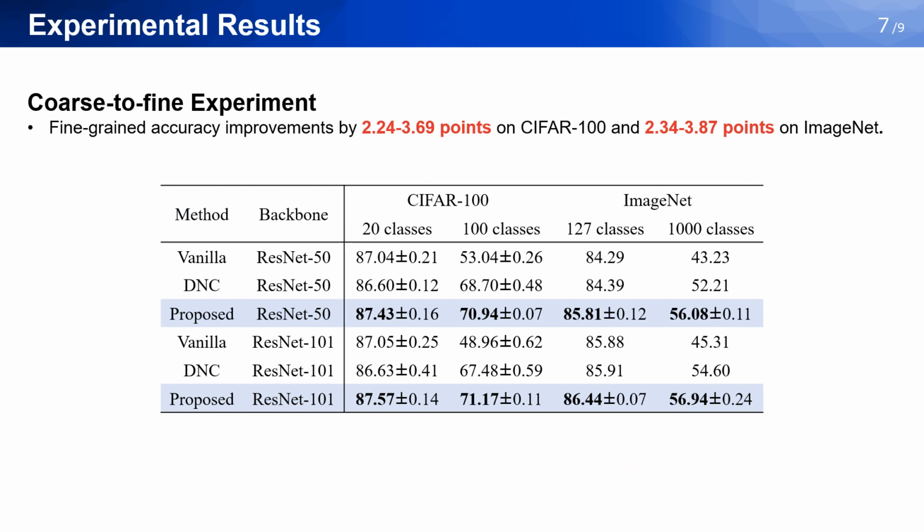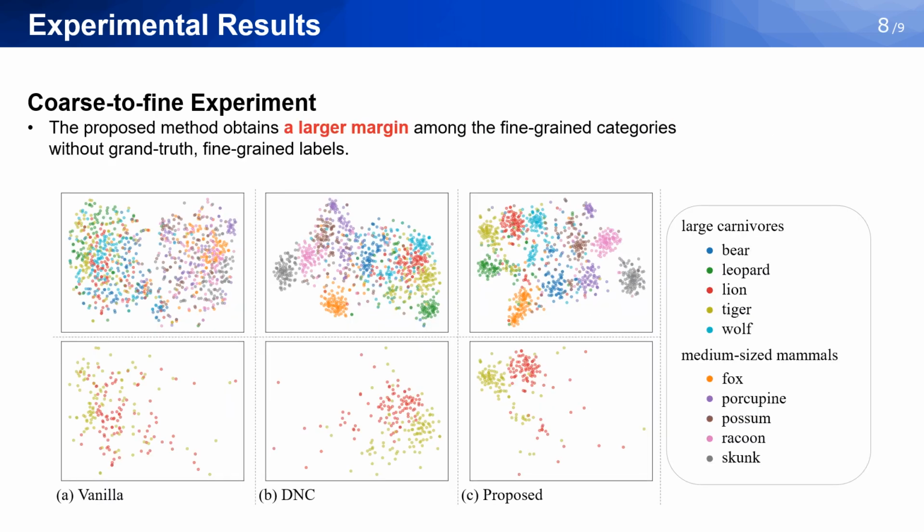In the coarse-to-fine experiment, we trained models using coarse-grained labels and evaluated them on fine-grained labels using nearest neighbor classifiers. The experimental results show that our method gets higher accuracy on both coarse and fine-grained labels. Additionally, our method obtains a large margin among the fine-grained categories by training with coarse-grained labels.